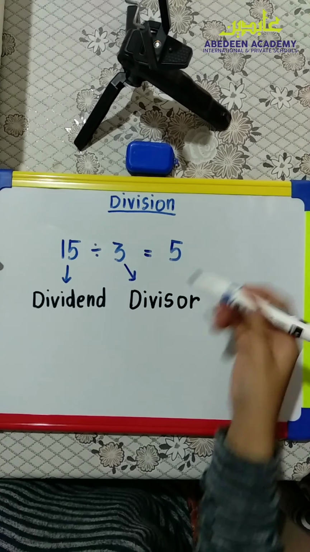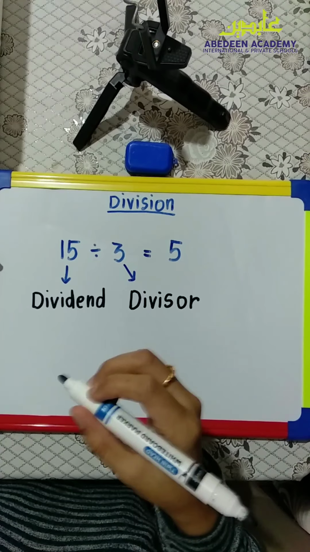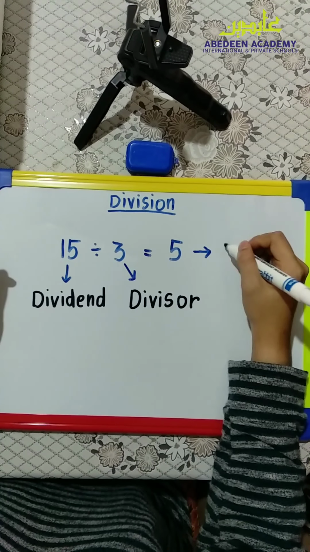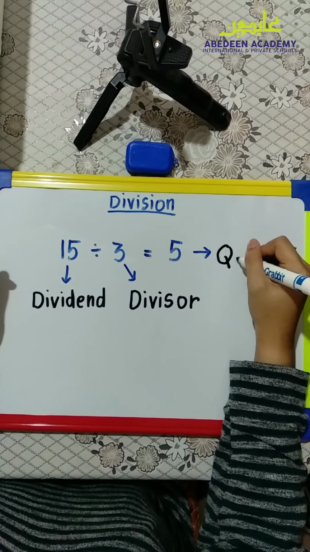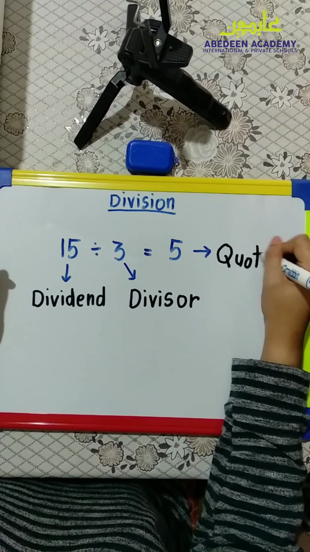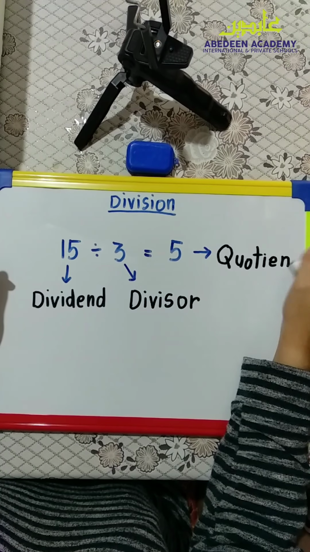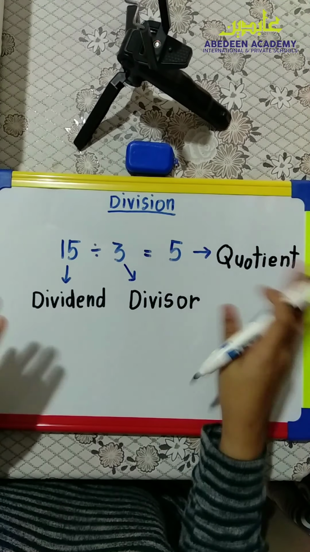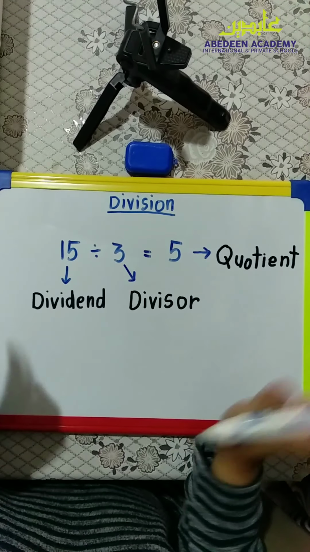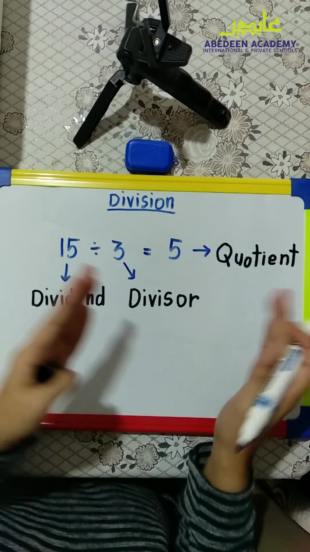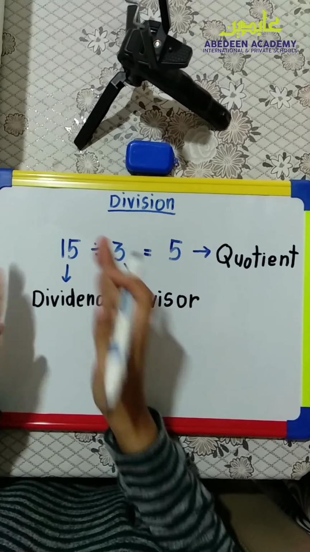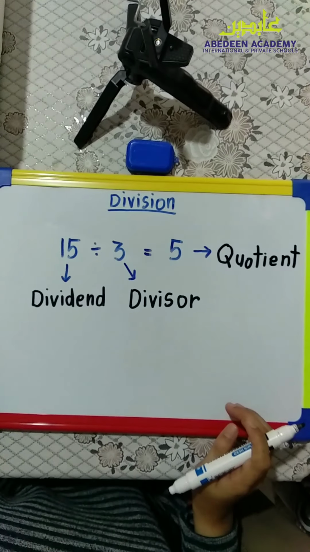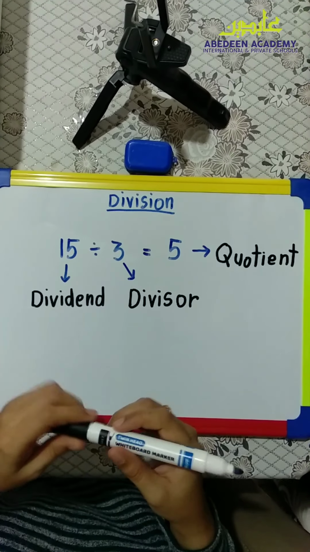And the answer we call it quotient. So whenever I say the name of these 3, you already can imagine which place it's going to be. Dividend, where is dividend, where is divisor, where is quotient.